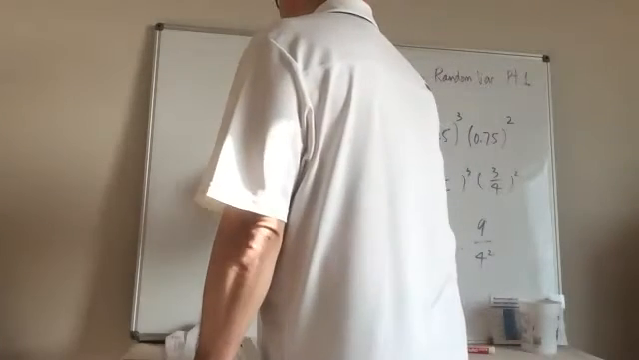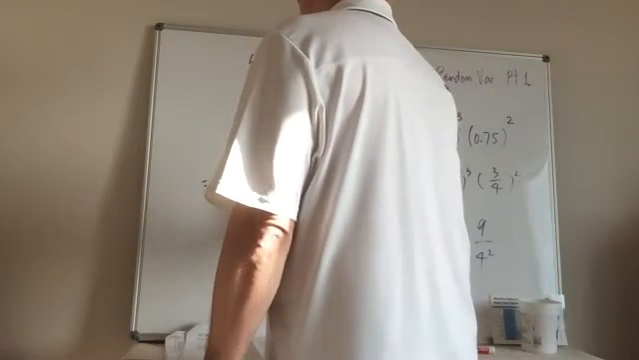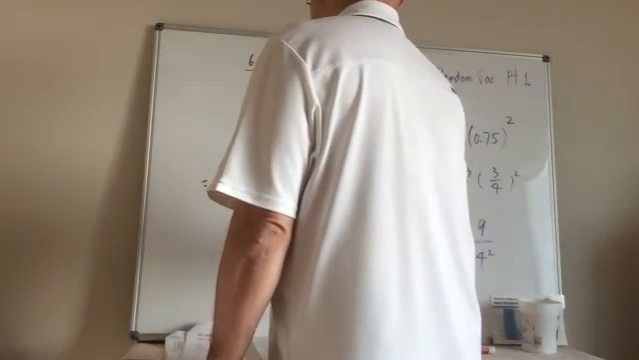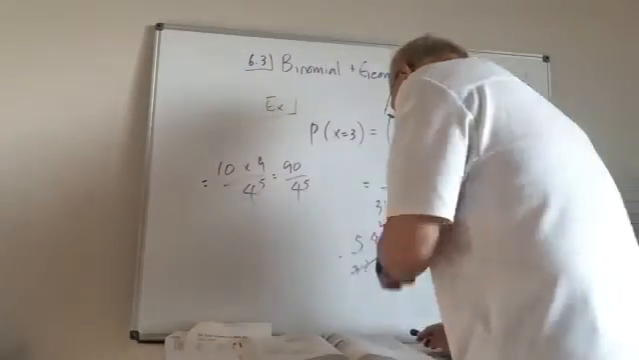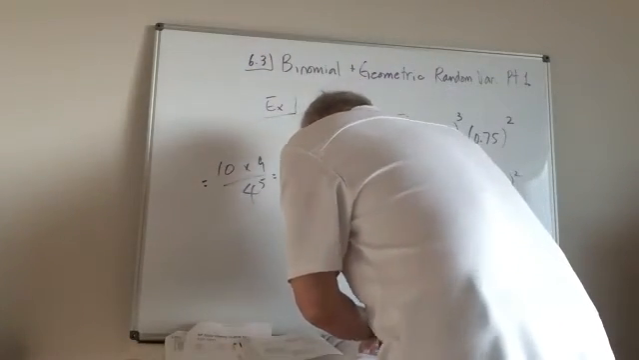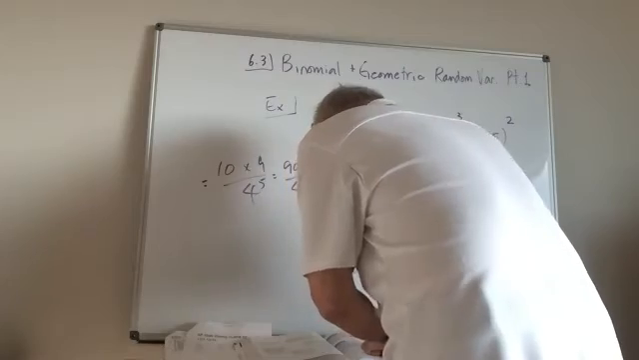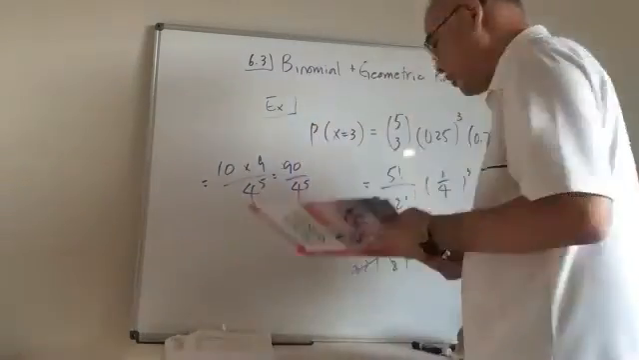So I'm going to have 10 times 9, 4 to the 5th, 90, 4 to the 5th, whatever that may be. Okay? So that's how you would calculate that. Okay, let's go to the next one.